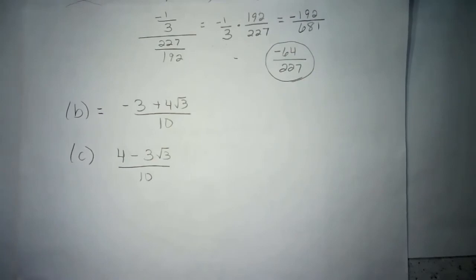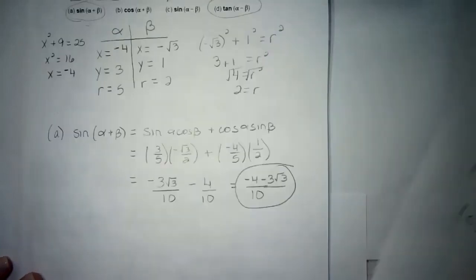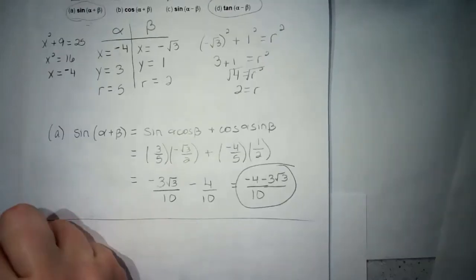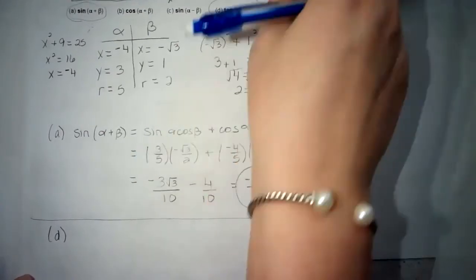But I want to do D because I feel like the tangents you need a little more practice on. It's the last one, and then we're going to talk about 7, 6 and 7. Yeah, 7, 6. Okay. So let's look at D. All right, D is the difference of tangent.